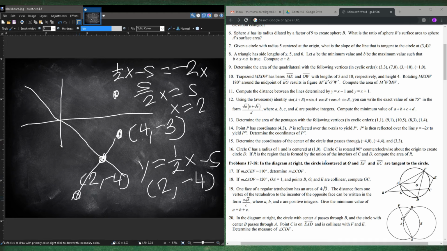And now you just have to find that other point right here. So basically, from 4 to 2, you're going to minus 2. So then 2 minus 2 is 0. So it's going to be on the y-axis, basically. And then negative 3, you got to minus 1 to get to negative 4. So negative 4, you got to minus 1, you got to get negative 5. So number 14 is just 0, negative 5. Okay.